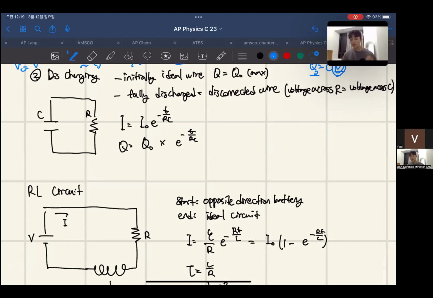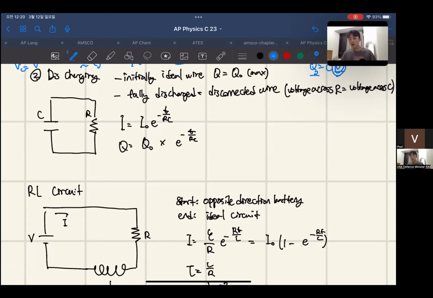Now, for discharging, again, you can think about the portable charger analogy. Instead of charging your portable charger, now you're discharging your portable charger. And when in real life would you discharge your portable charger? Well, that's when you charge something else, for example, your phone. So when you plug your portable charger into your phone, of course, initially, the current is going to be maximum.